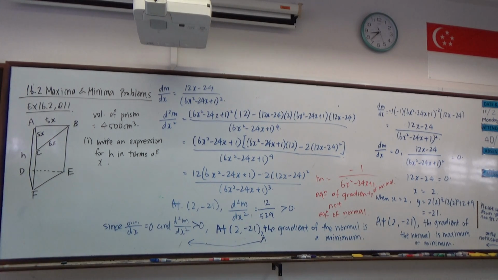Okay, let's go to this question. We're given a prism, and the cross section of it is an isosceles triangle. AC is 5 cm, AB is 5x cm, BC is 6x cm, and the height of the prism is h cm. Also given in the question, the volume of this prism is 4,500 cm cubed. In part 1, we want to write an expression for h in terms of x.